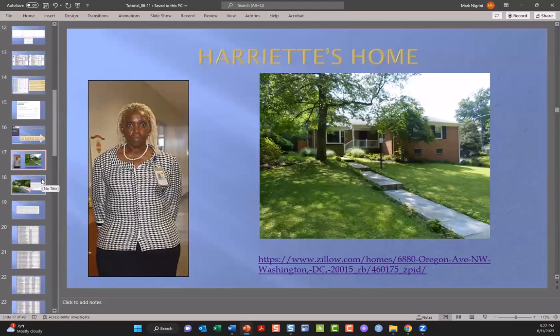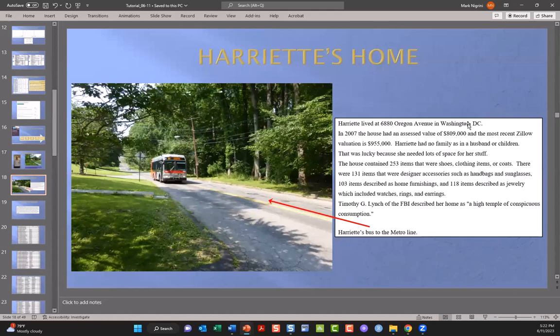I took these photos myself. Harriette lived over there. Most recent valuation, $955,000. Harriette had an absolutely wonderful lifestyle because of stolen money. Right over here, Timothy Lynch of the FBI described her home as a high temple of conspicuous consumption. And when the FBI say you have a home that looks like that, it's really nice. They see nice houses.